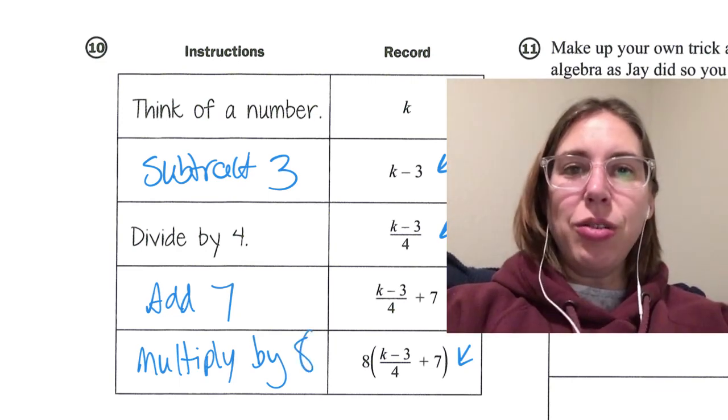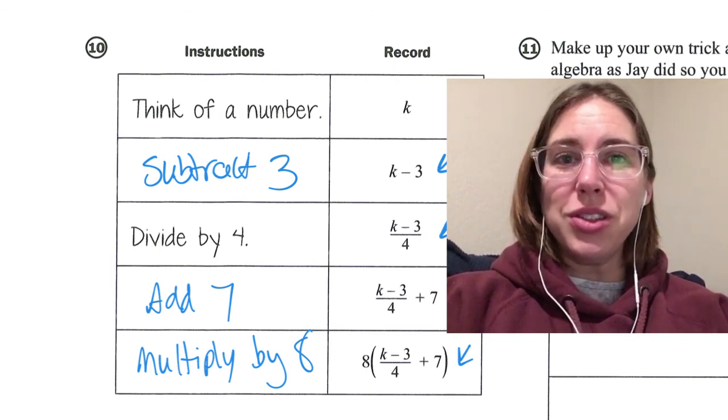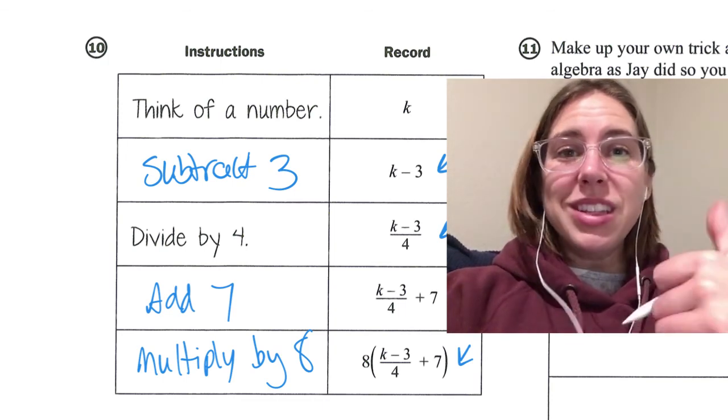All right, guys, there you go, working with some more advanced instructions for equations and more advanced ways to write them. Make sure you're asking questions if you need. Go on to the practice problems. You got this.